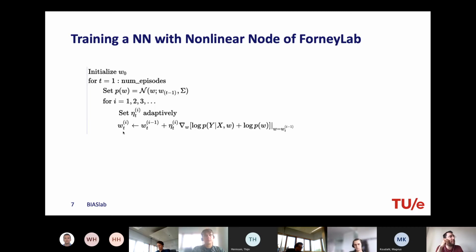And each time I'm going to do the following. I'm going to update the prior over the weights with the priors from the previous W values. I also set the covariance to some value, and this covariance will determine how much I allow these weights to differ from the previous weights.